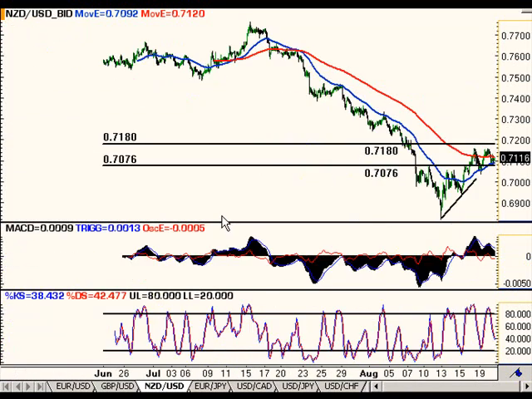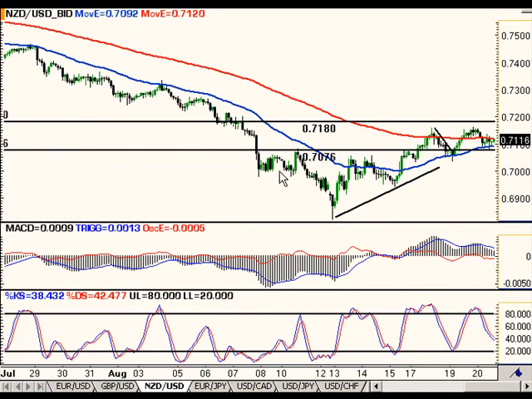When we look at the New Zealand dollar, same story. This is our 2-hour chart. Nice river down. It was able to come up to that exponential moving average, but we do have a little reverse head and shoulders pattern that we've been following along with.